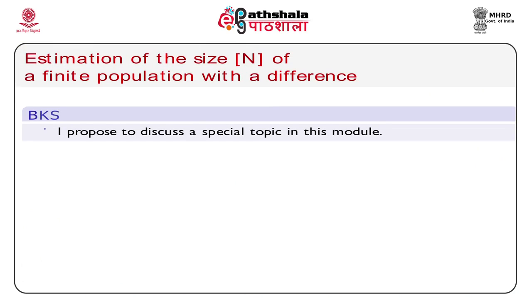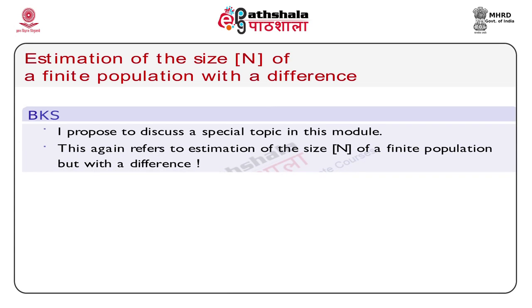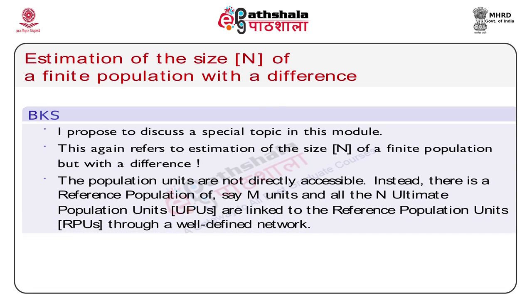So, I propose to discuss a very special topic in this module. As I said, this again refers to estimation of the size capital N of a finite population, but with a difference in the following sense. The population units are not directly accessible. It is not like a household survey or industrial survey. Instead, there is a reference population of say capital M units, and all the ultimate population units capital N are linked to the reference population units through a well defined network.